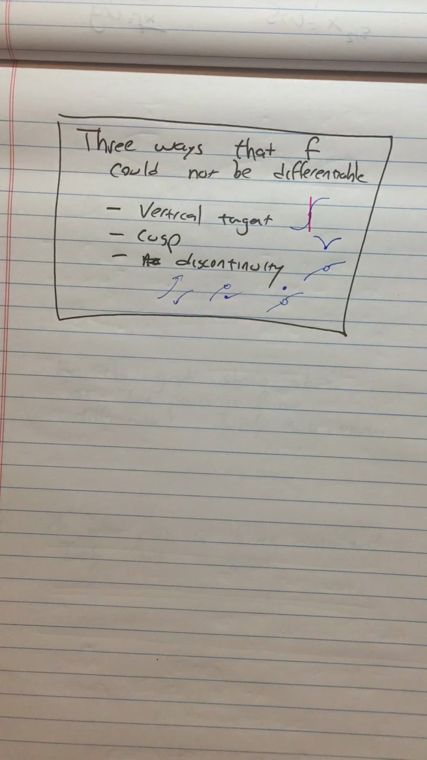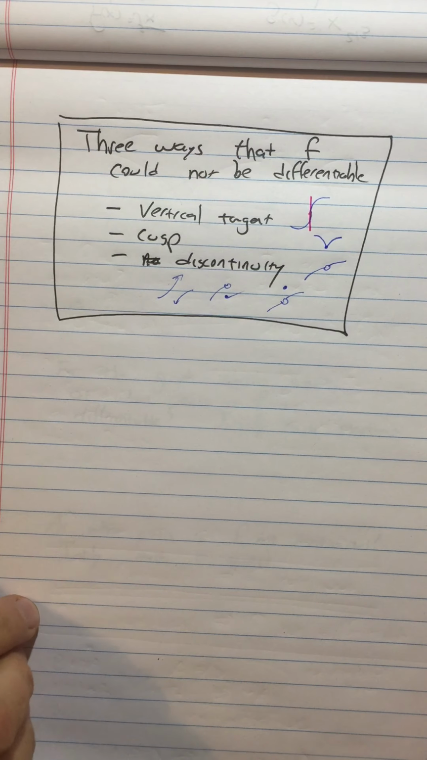Okay, so all this discussion just means there are three ways that f could not be differentiable. If you have a vertical tangent, it looks like that. If you have a cusp, it looks like that. If you have a discontinuity, and it could be any of the kinds of discontinuities, so it could look like that, or like that, or like that, or like that. You know, all the usual things. Any way that a function could be discontinuous.